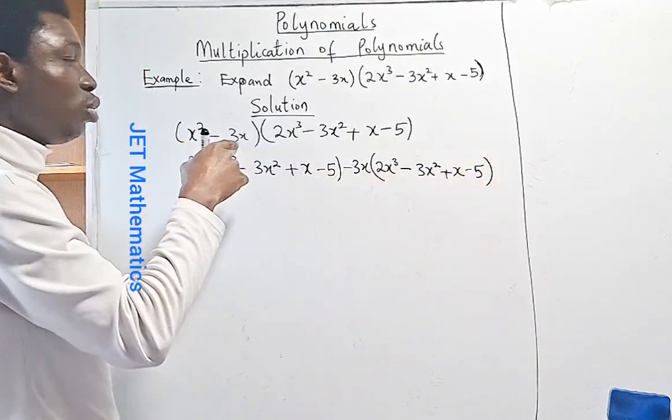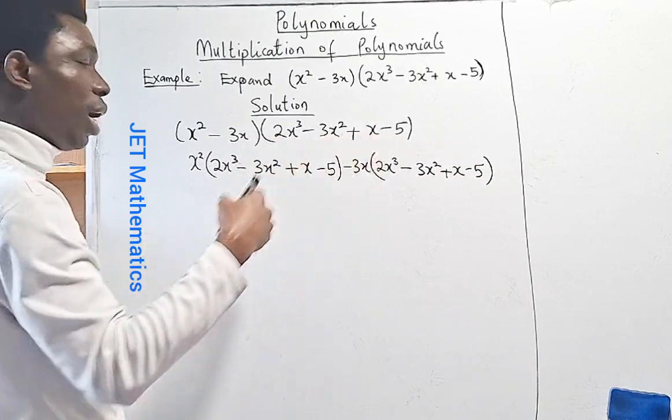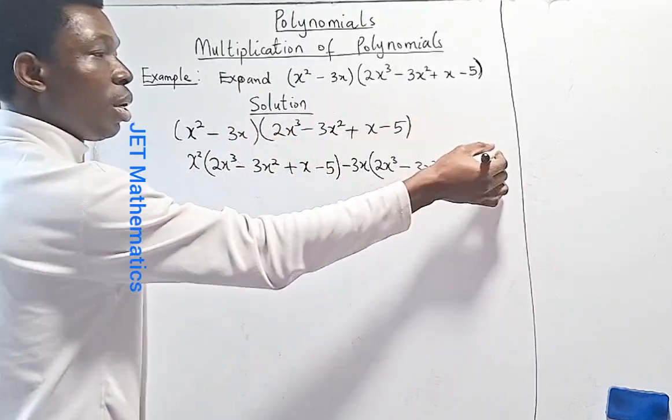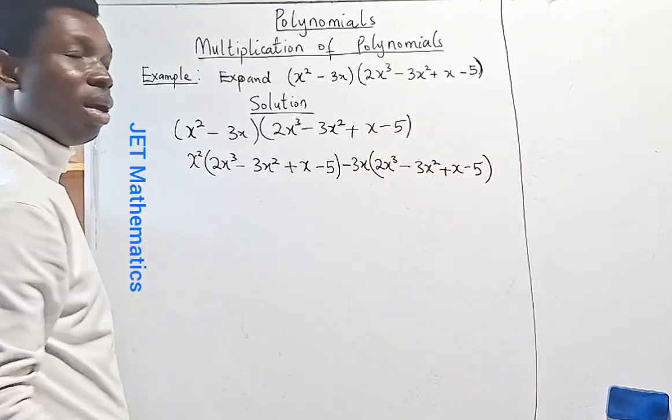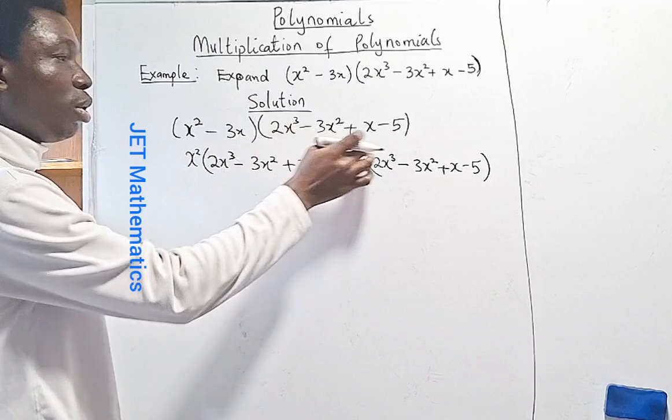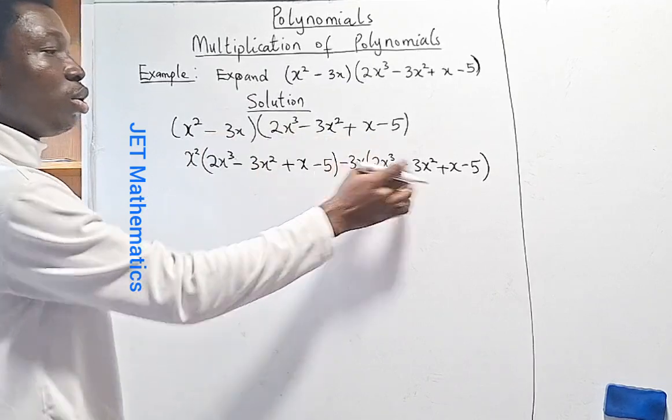So we have used the two terms to multiply here. If there were three terms, then we will take the third term as well, use it to multiply everything here. But in this case, we just have two terms here. So we use the first to multiply and the second also to multiply.